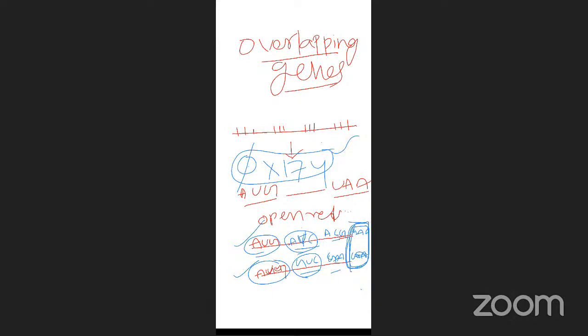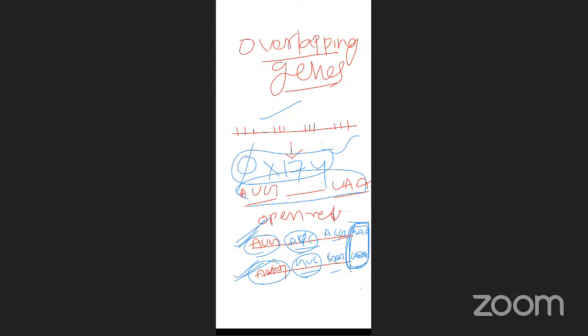So overlapping means, first, you should understand the open reading frame. Here there are two different open reading frames. Individually, this one prepares one protein and this one also synthesizes one protein. As it is overlapping, the same sequence is repeated, although they produce two different proteins. So this is overlapping of genes.